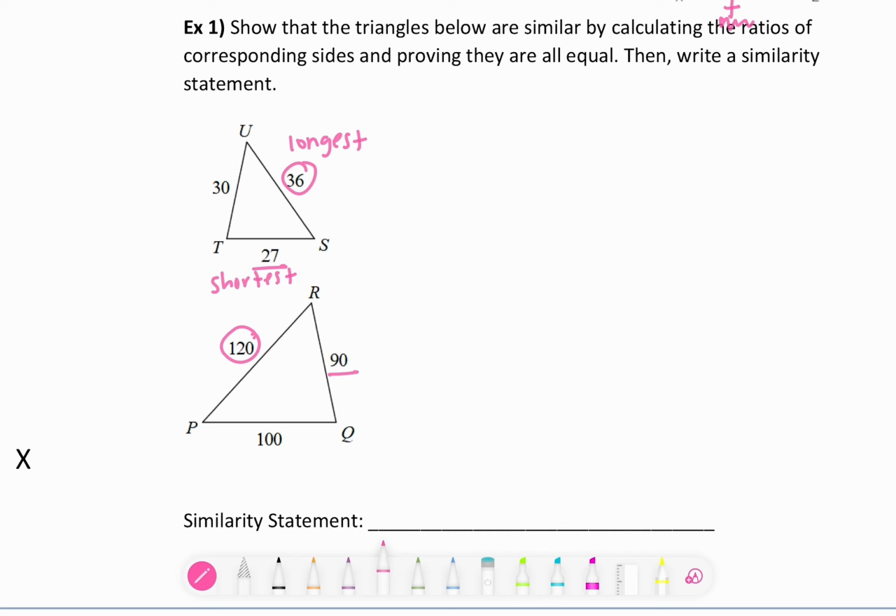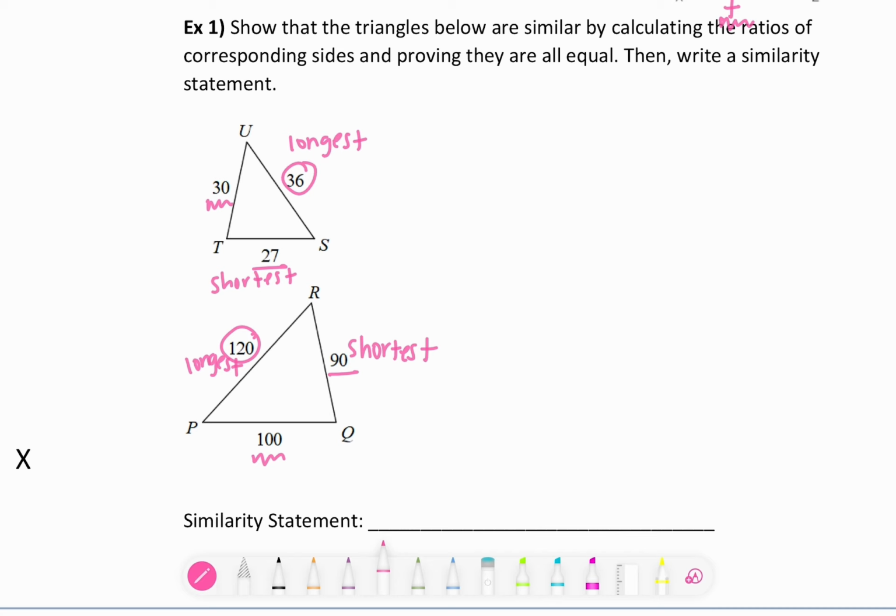So let me just notate that. We have the longest, we have the shortest, and then we have the one in the middle. I'll just put a little squiggly line for that one. 30 and 10. So those are not the shortest, not the longest. And so that's how we know which ones correspond.